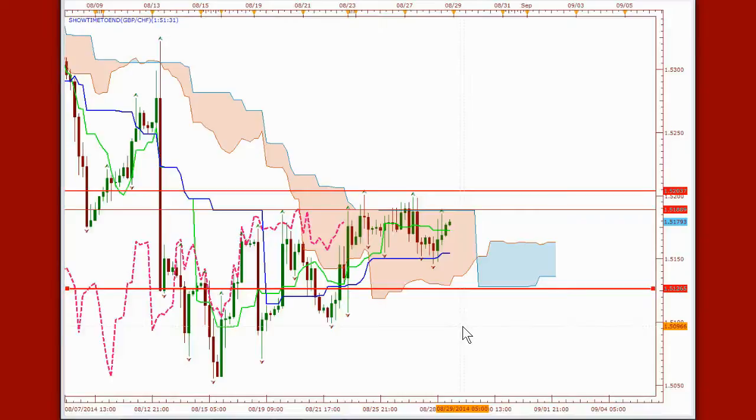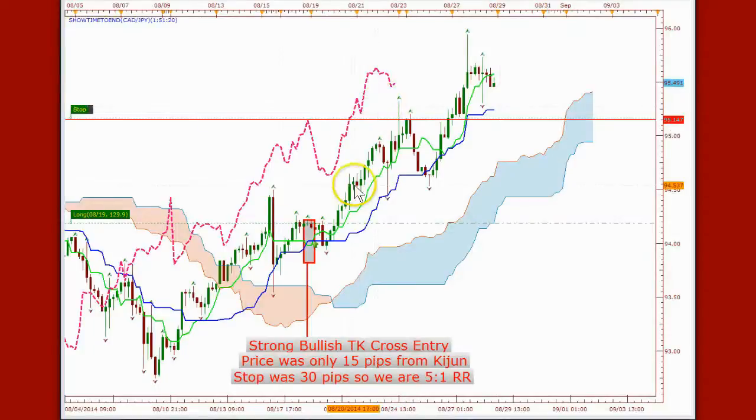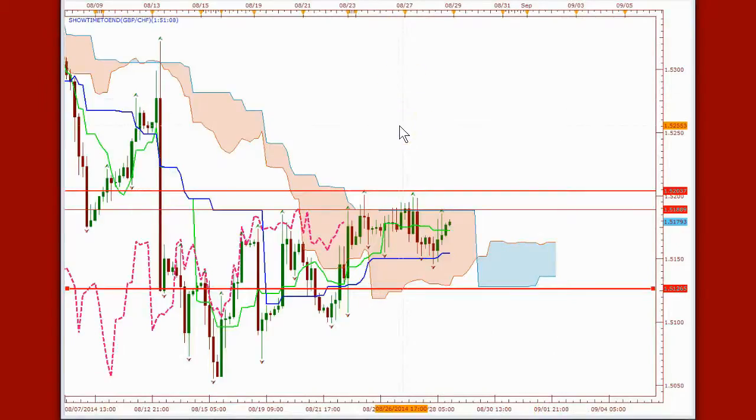I haven't been really looking hard because I'm paying attention to what I'm doing right now with my CAD yen trade. I don't know if I even said that about this trade, but this was the CAD yen, and I want you guys to see that bullish TK crossover. That's CAD yen, and we're talking pound Swiss franc here. Both are on the 4 hour time frame.